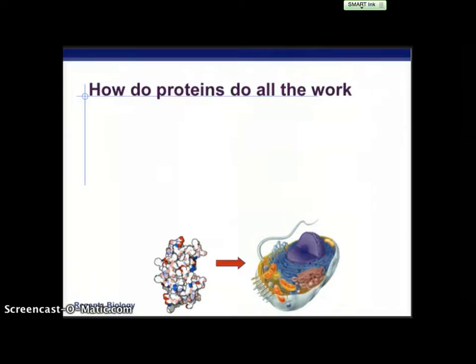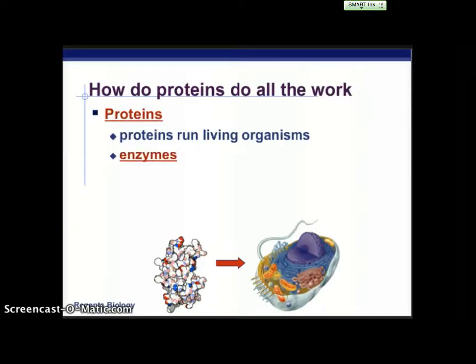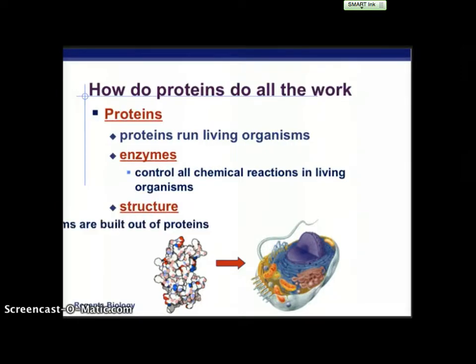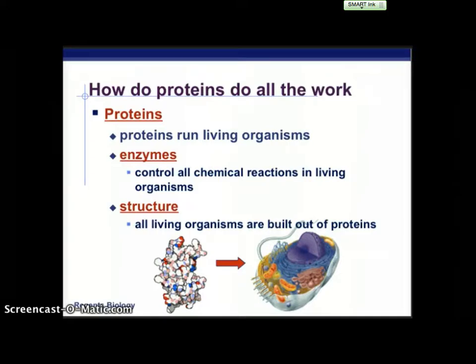How do proteins do all the work? Good question. So proteins are going to run living organisms. They do this through the use of enzymes, which control all chemical reactions in living organisms, and they also do this through structure. So all living organisms are built out of proteins. Things like collagen, keratin, these are all proteins that make up our body.